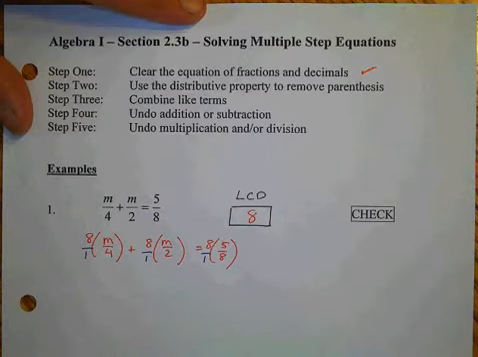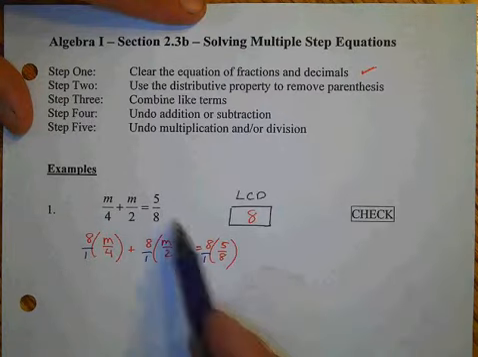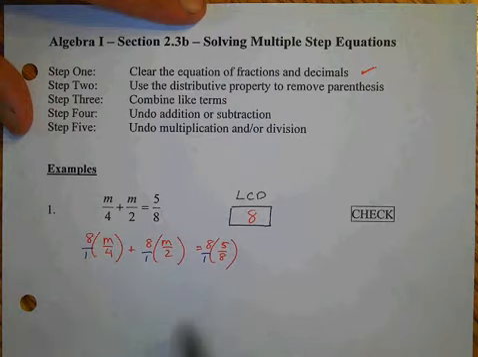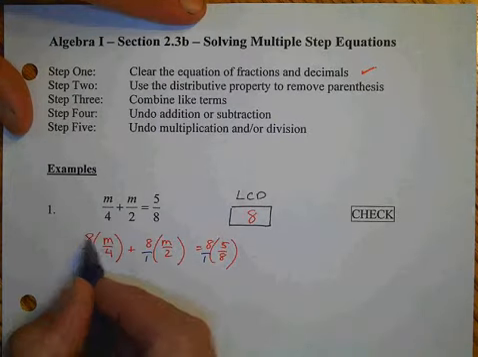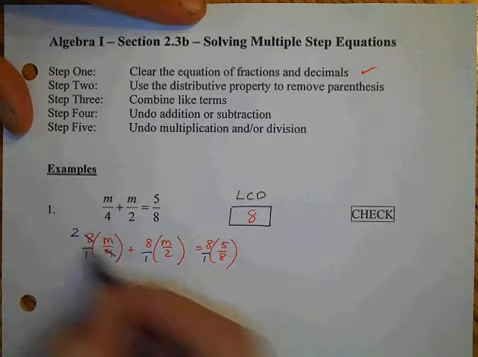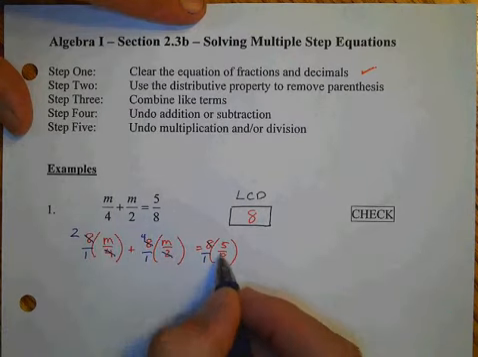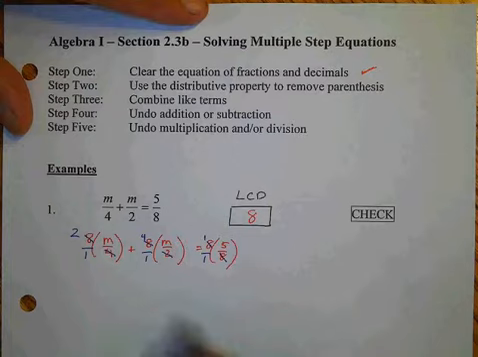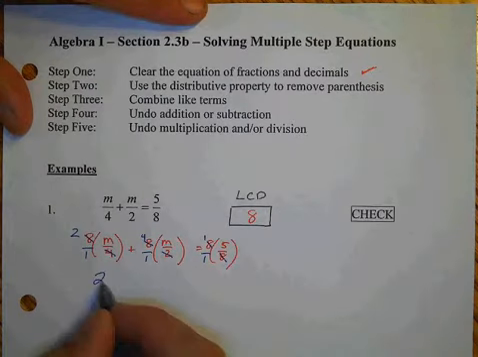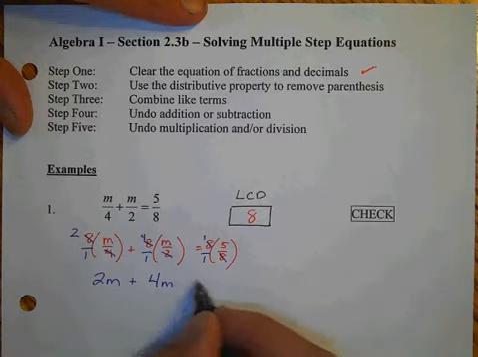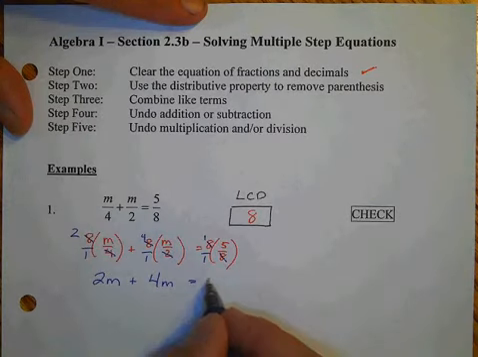Our purpose in doing this is to transform our equation with fractions, which is fairly difficult, into an equation that's very simple. Watch what happens. Let's cancel. The 8 and the 4 cancel to a 2. The 8 and the 2 cancel to a 4. And the 8 and the 8 cancel to a 1. Now we have 2 times m is 2m, plus 4 times m is 4m, equals 5 times 1, which is 5.